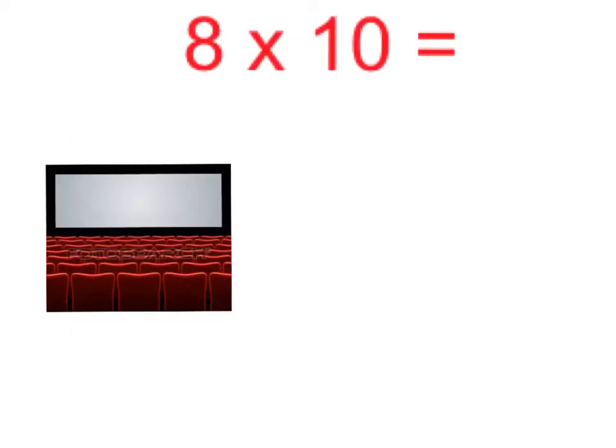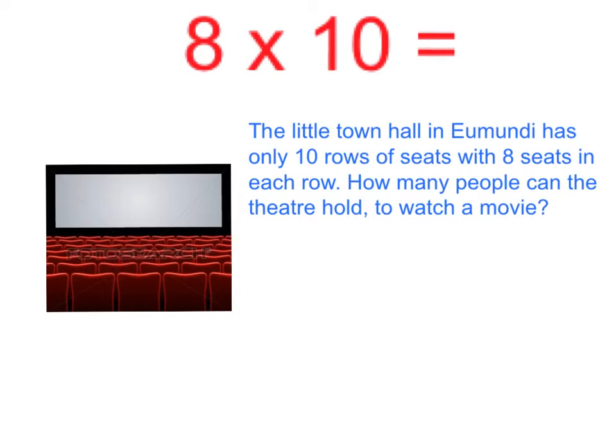My next multiplication fact example is 8 times 10. Now I'm going to try and create a word problem around the multiplication fact of 8 times 10. Let's have a look. The little town hall in Newmundi has only 10 rows of seats with 8 seats in each row. How many people can the theatre hold to watch a movie?